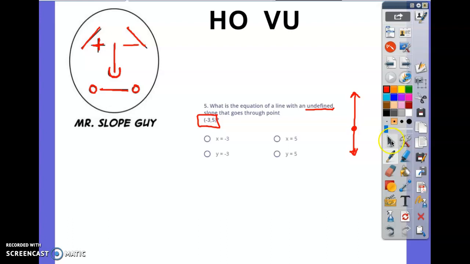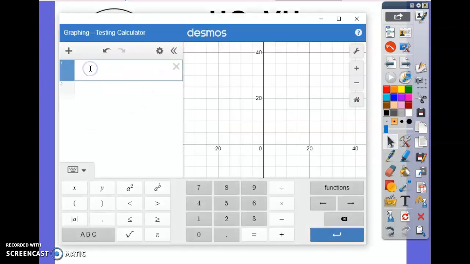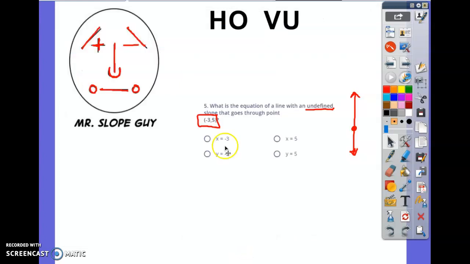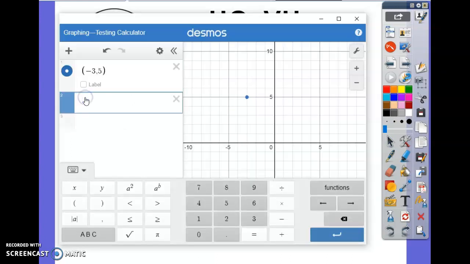So we're going to go ahead and type this in Desmos. Right here, parentheses, -3,5. Okay, so it needs to go through that point. The options are x equals -3, x equals 5, y equals -3, y equals 5. So I'm going to type x equals -3. And that's it. That's your equation.